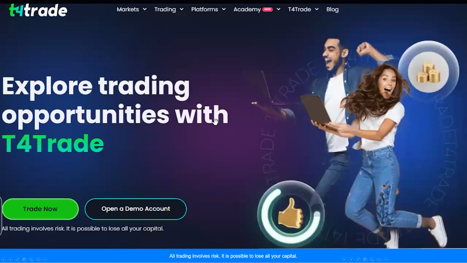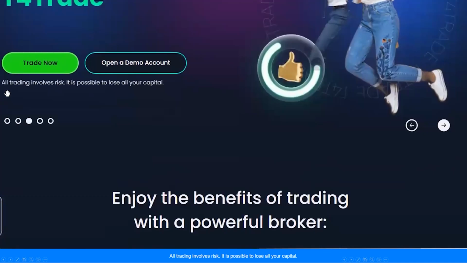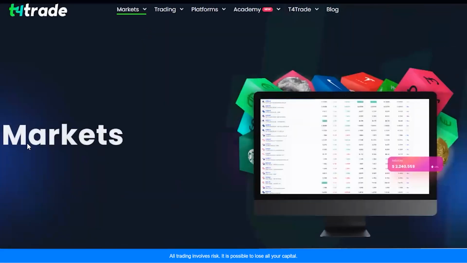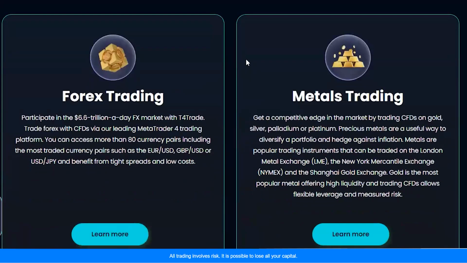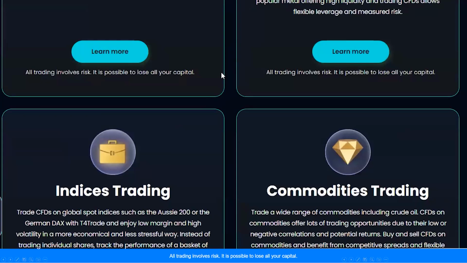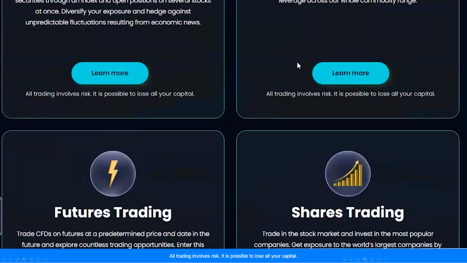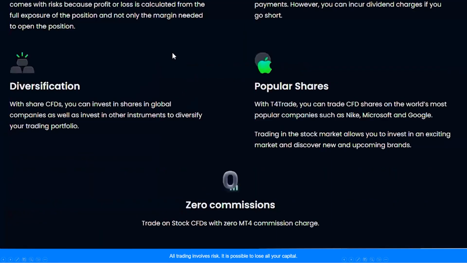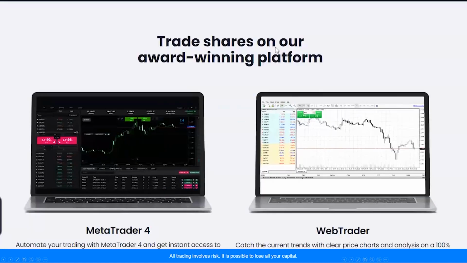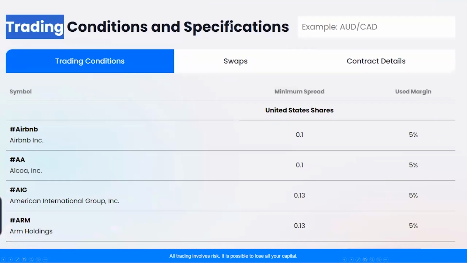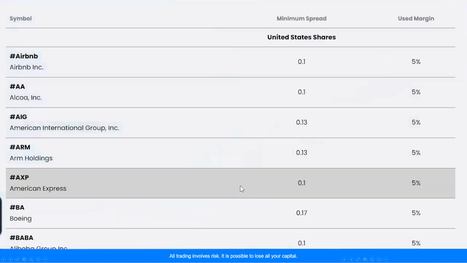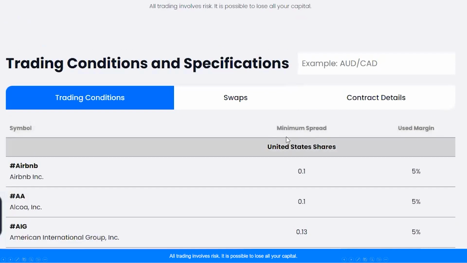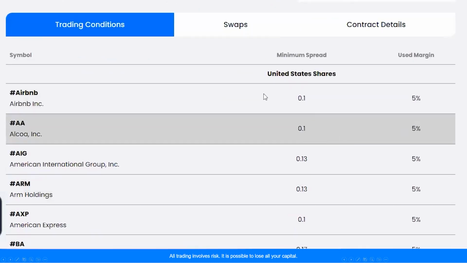Let's move on to the website to see all this easily categorized here. Okay, so we go into the markets, and you can clearly see which kind of instruments you can trade. For example, you have Forex, metals, indices, commodities, futures, and shares. Let's go for an example of shares. What kind of stocks you can trade, CFDs. And if you scroll down enough, you have trading conditions and specifications, and you have the whole list of the stocks you can trade here, as well as the minimum spread and the margin that is required for you to trade.